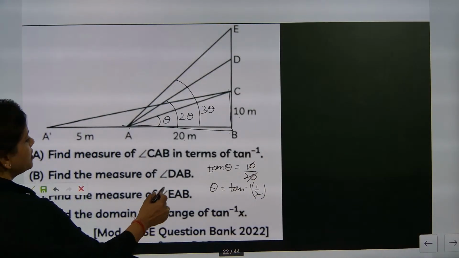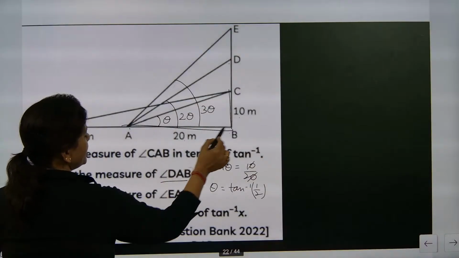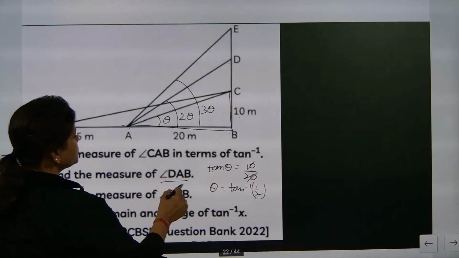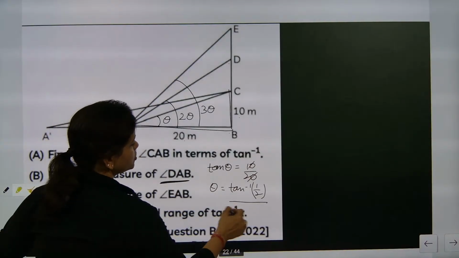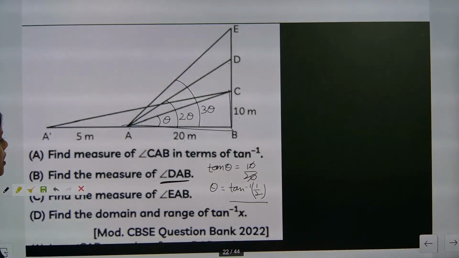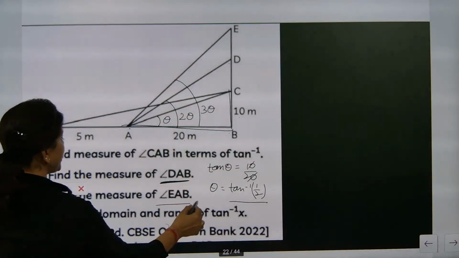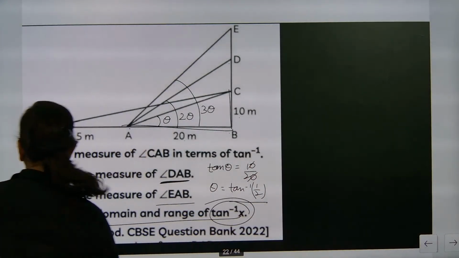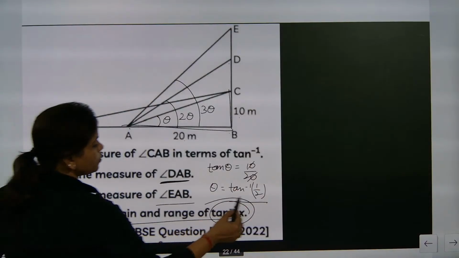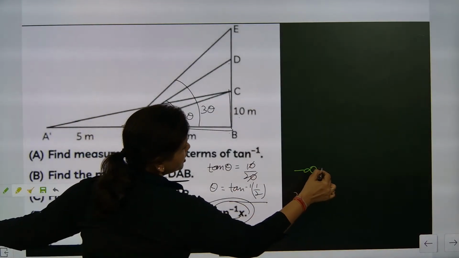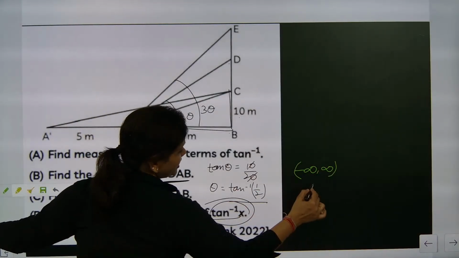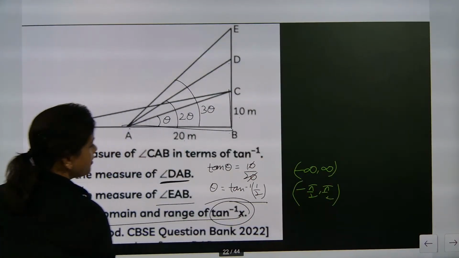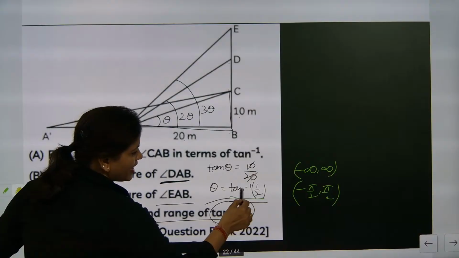The measure of angle DAB will be 2 times tan inverse 1 by 2, and this part will become 3 times tan inverse 1 by 2. Find the domain and range of tan inverse x. What type of question is this? The domain is minus infinity to plus infinity, and the range is minus pi by 2 to pi by 2. See, one time we got theta as 2 tan inverse 2.